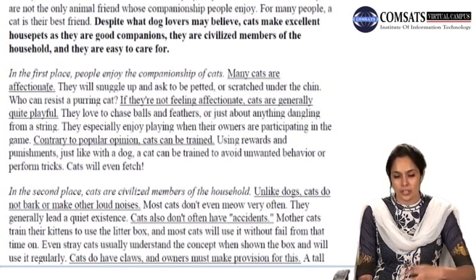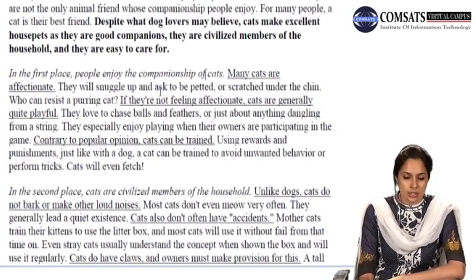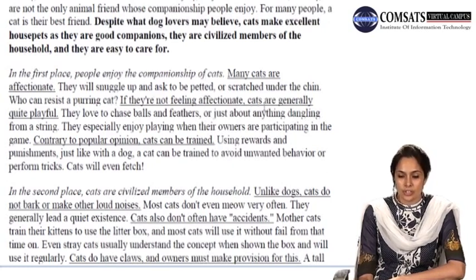And some important points are underlined. They will snuggle up and ask to be petted or scratched under the chin. Who can resist a purring cat? If they are not feeling affectionate, cats are generally quite playful. They love to chase balls and feathers or just about anything dangling from a string. They especially enjoy playing when their owners are participating in the game.